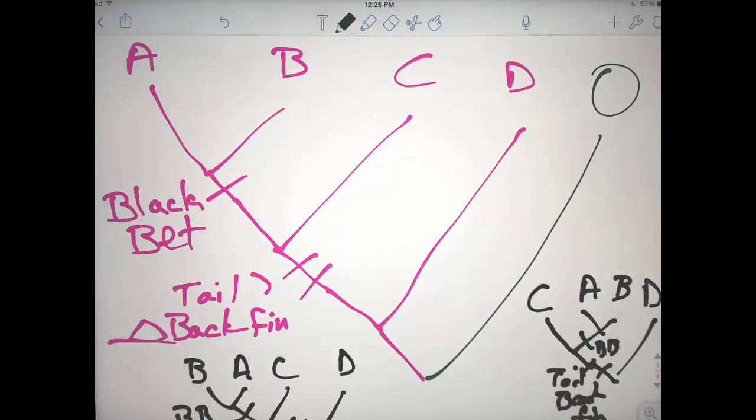So it's important that you be able to rotate these as needed. You can practice these on your own by making your own trees and seeing if you can recover them.